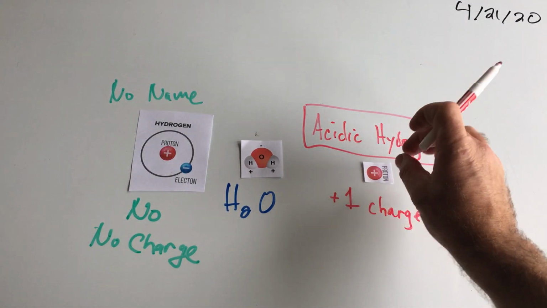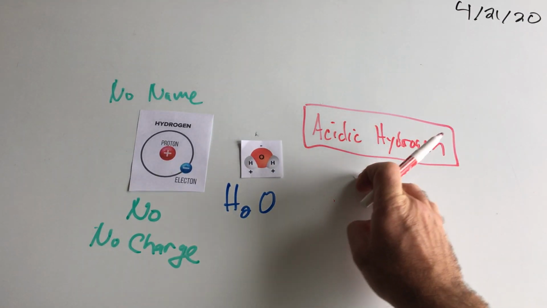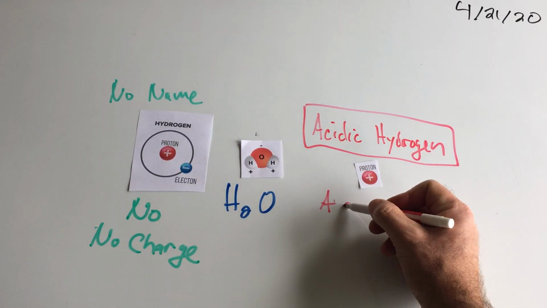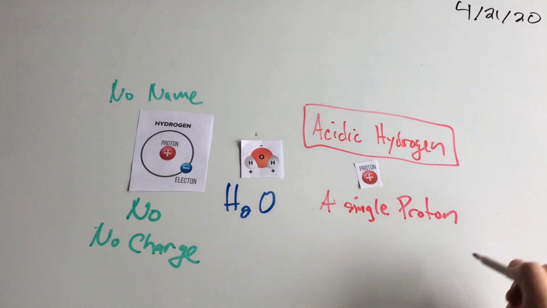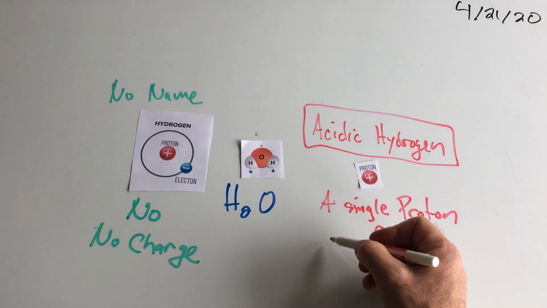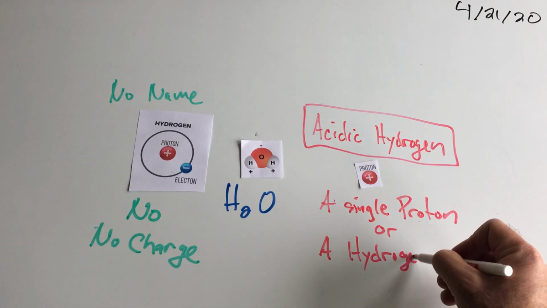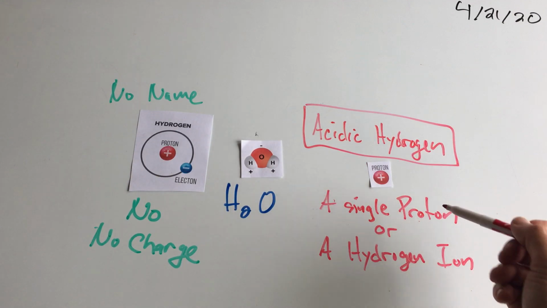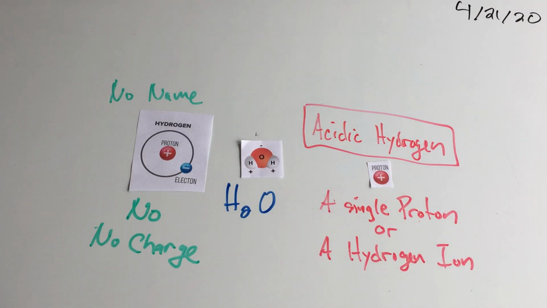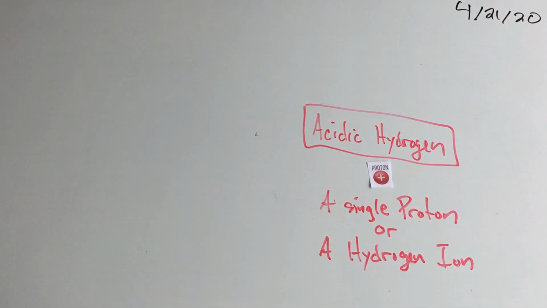So an acidic hydrogen is literally a single proton. Or, if you want to be kind of nerdy about it, a hydrogen ion, or a hydrogen with a charge, with a positive charge. So this one proton, let's get the rest of this noise out of here. This one proton has 3 super fun names.